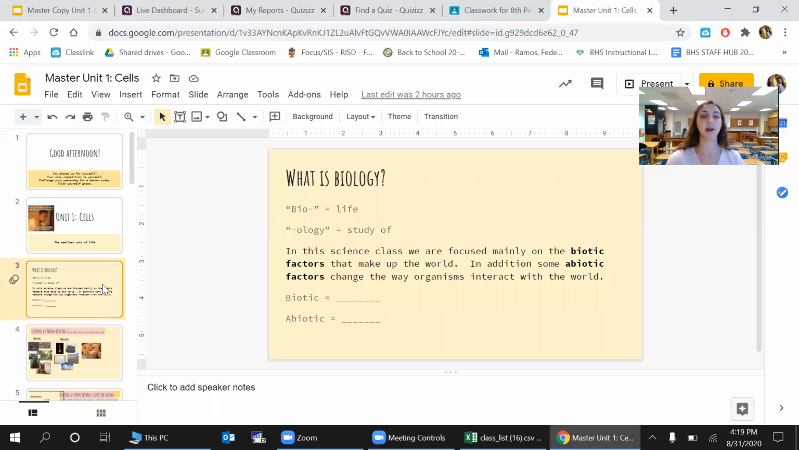We have the study of biology, and bio means life, ology means the study of, so we have the study of living things. In this class, we're going to be talking about how living things interact with each other and how abiotic, non-living things, influence living things. So how abiotic influences biotic factors.